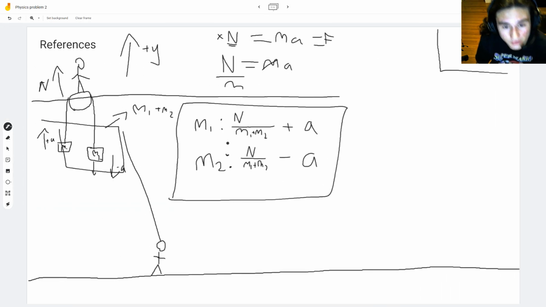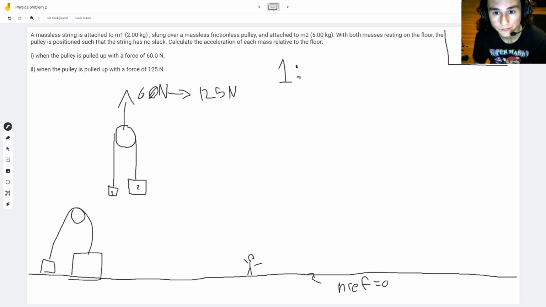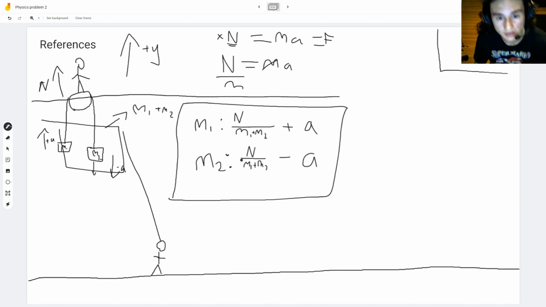So what we're going to do is recycle the equation that we found here, these two values of the acceleration from the ground of mass 1 and mass 2. So from the ground, if this is h ref equals 0, just saying that this is the ground where we're standing, we're going to see that mass 1, object 1, as we said back here, will have a value of newtons over m1 plus m2.